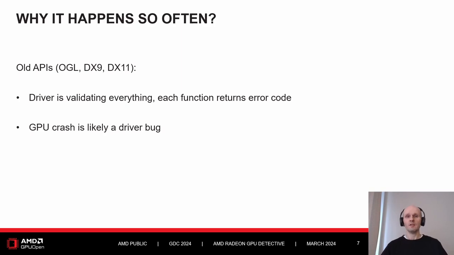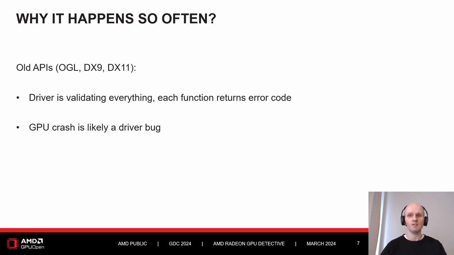Why do those crashes happen so often? First of all, in the old graphics APIs like OpenGL, DirectX 9 or 11, most of the functions return some error code. Driver is expected to validate everything. Then, GPU crash is usually a driver bug. On the other hand, in the new APIs like DirectX 12 and Vulkan, driver is expected to be thin and simple and not to do too much validation. Thanks to this, it can run faster. Many API functions just return void.